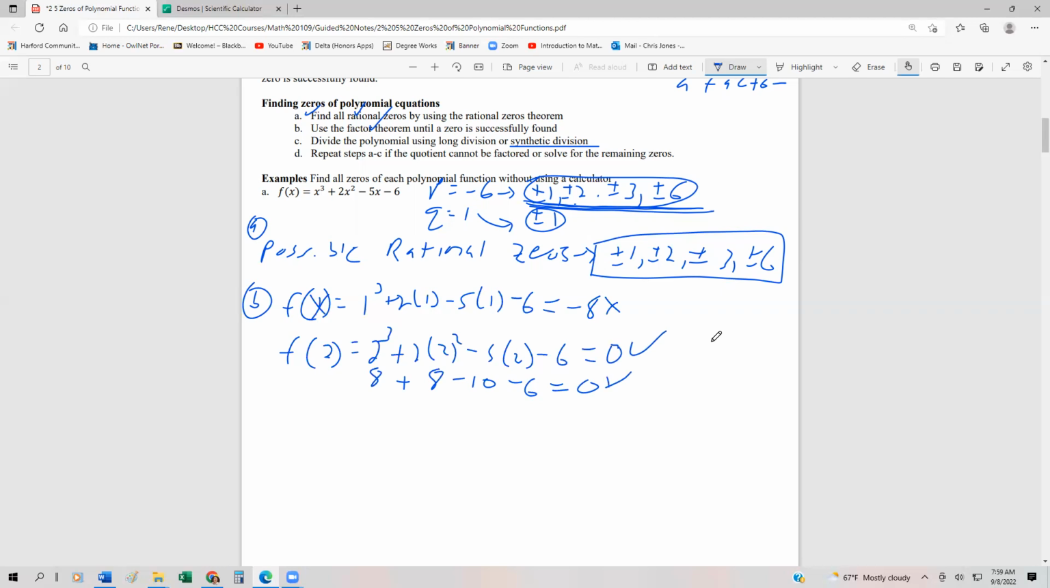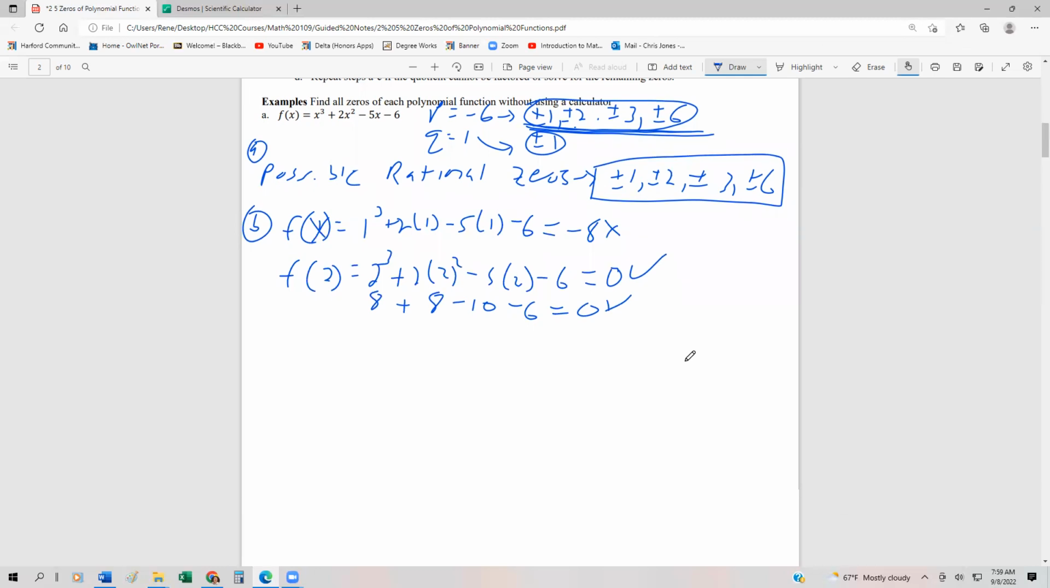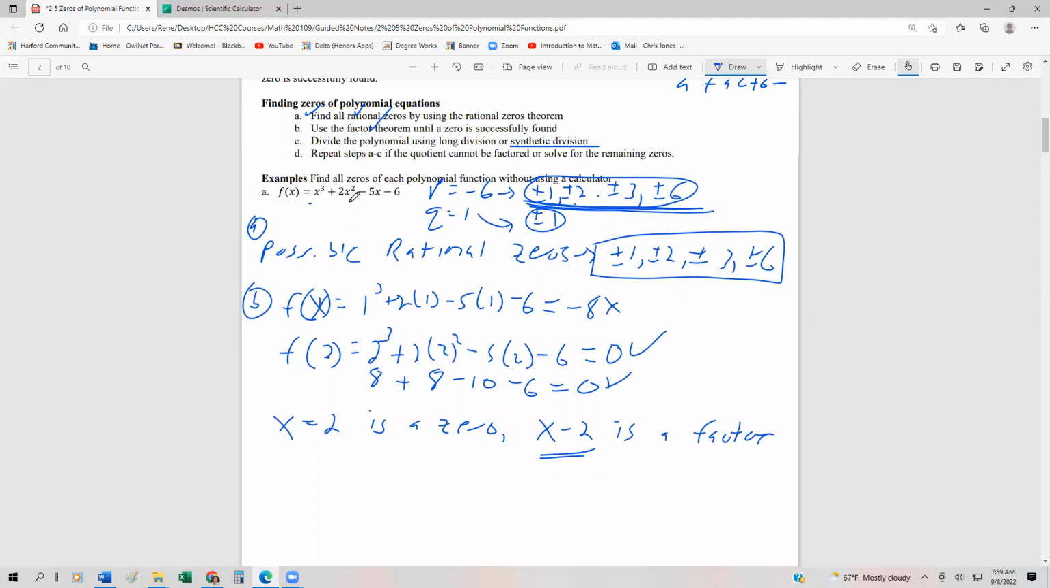Now we're going to say that x equals 2 is a 0, so that's one of our solutions. But even more importantly, x minus 2 is a factor, and that's important to us. Now we're going to use polynomial division to simplify or factor this.